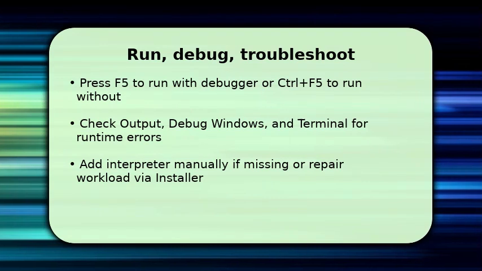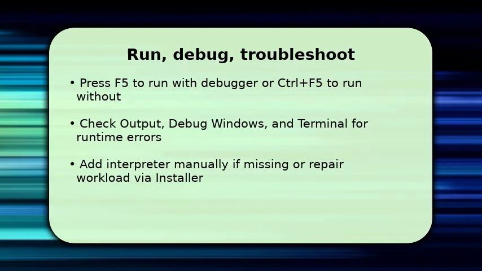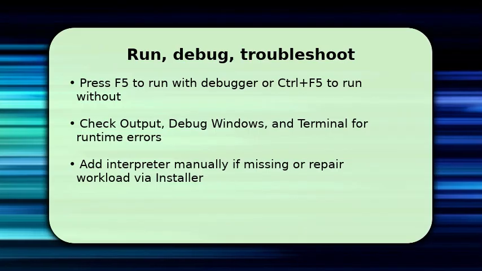You're ready to run. Press F5 to launch with the debugger attached, or Ctrl plus F5 to run without breakpoints. Visual Studio will use the active interpreter and show console output. If breakpoints aren't hit, verify the startup file and debug settings, then rebuild.